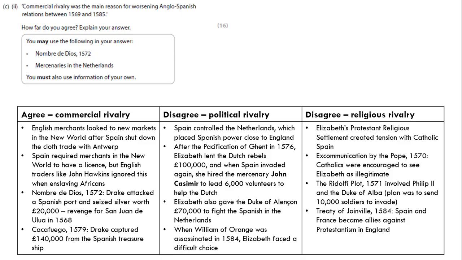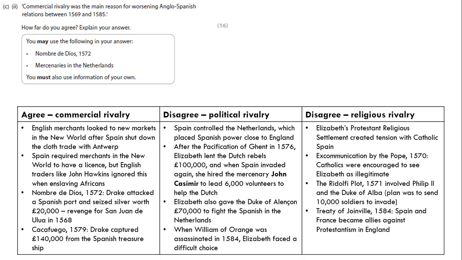So for commercial rivalry, after Spain shuts down the cloth trade with Antwerp, English merchants are looking to new markets for the New World, but Spain requires these merchants to have a licence. However, English traders like John Hawkins are ignoring this when they are carrying out the trade in enslaved Africans.